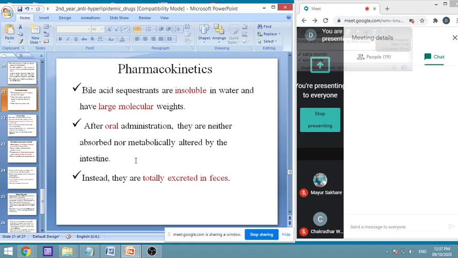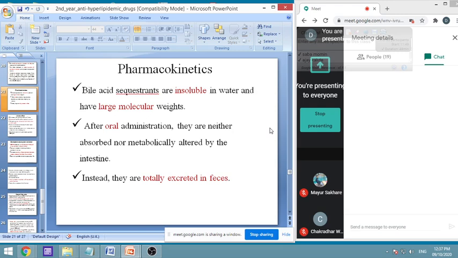See, this is a very funny example. If somebody asks you, is there a drug in general pharmacology which is not at all absorbed and not at all metabolized, and still it is a drug? Is it possible? Then yes, it is possible.